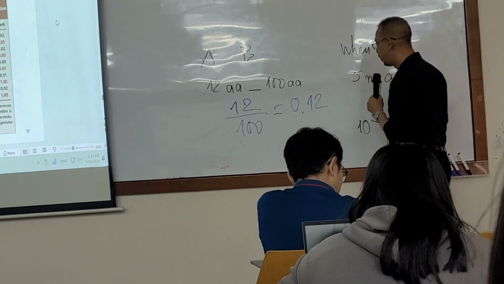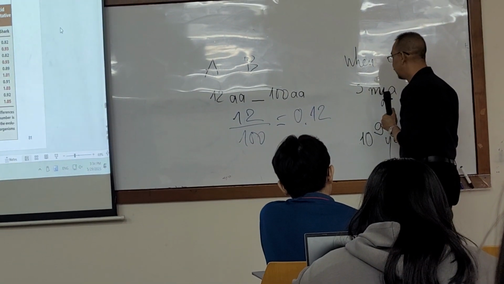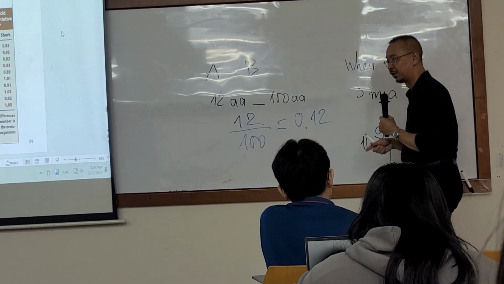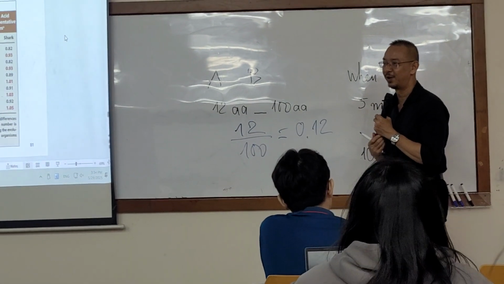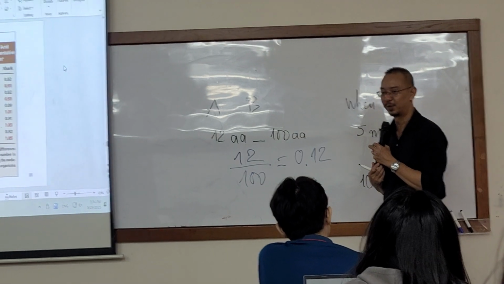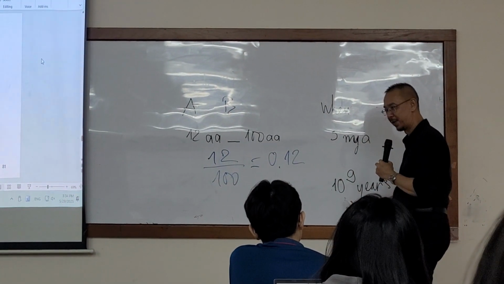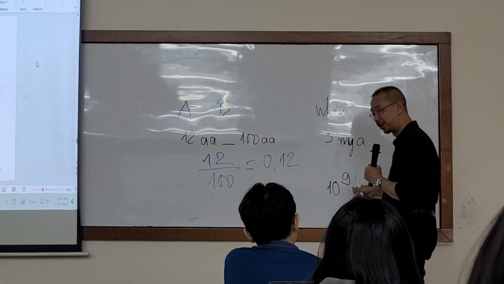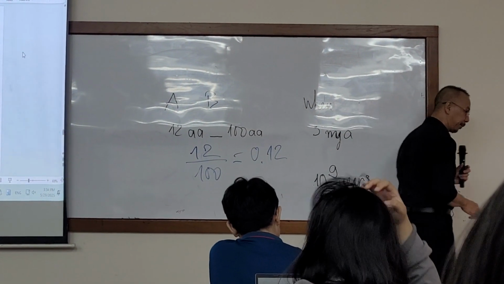And then you link it with the time, and the time here is 5 million years ago. So continue to do it, and I will check your answer and know whether you understand or not. Continue to calculate the mutation rate per billion years. Give me the number.